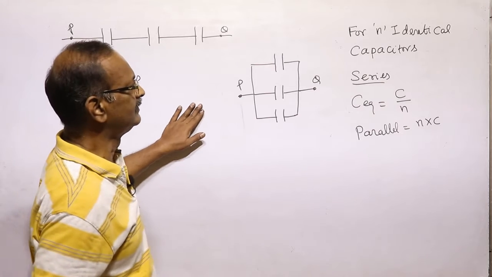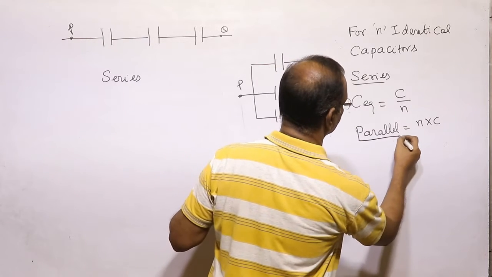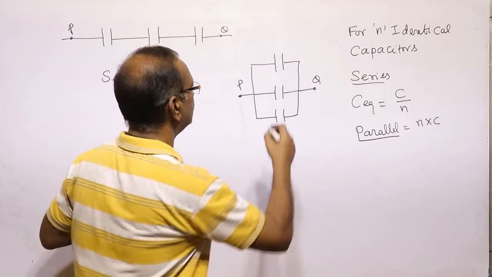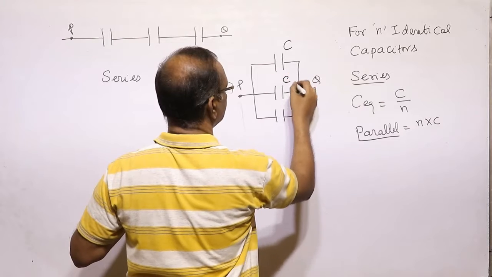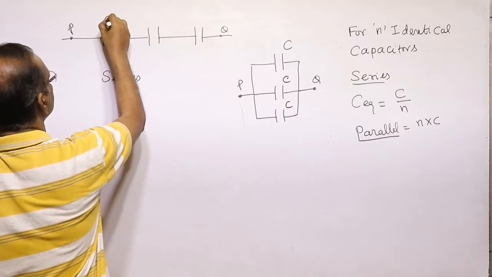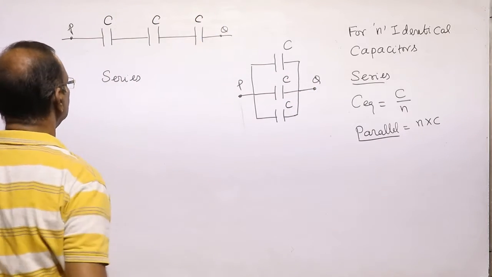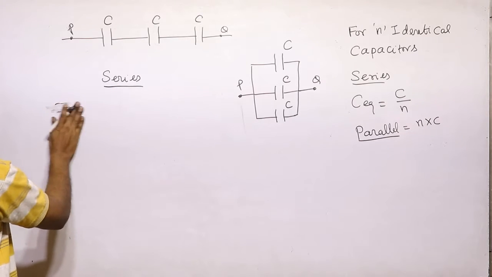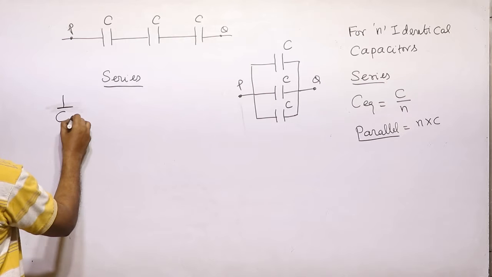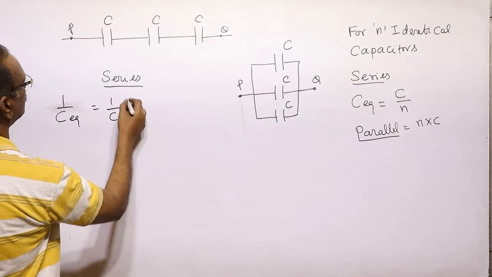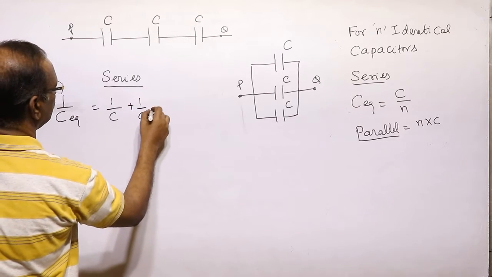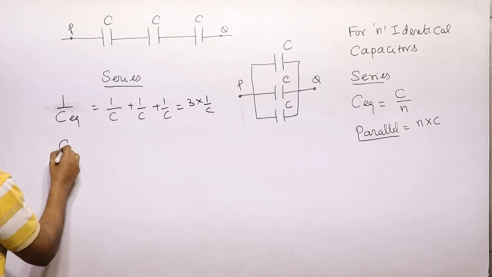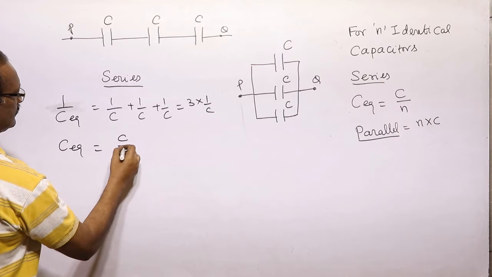Let us once again discuss series and parallel connection. There are three capacitors connected in series, and the same capacitors connected in parallel. This is C, this is C, this is C, and this is C, C, C. For series, we have to find the equivalent capacitance: 1 by C equivalent is equal to 1 by C plus 1 by C plus 1 by C, which is equal to 3 into 1 by C. Therefore, C equivalent is equal to C by 3.